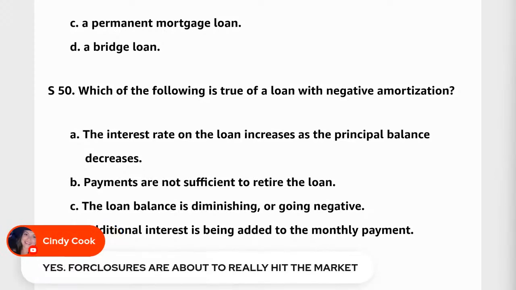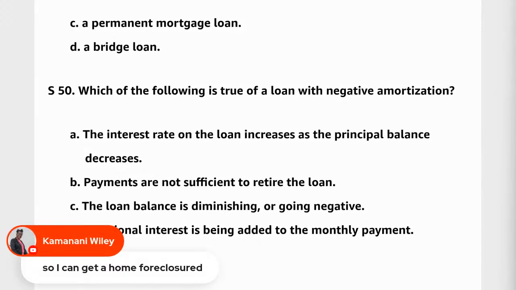So let's see here. Cindy says, yes, foreclosure is about to really hit the market. That's right. Some of them have already hit. And Kamanani states, so I can get a home foreclosed. You can get a foreclosed home, not home foreclosed, but that's what you meant, okay?